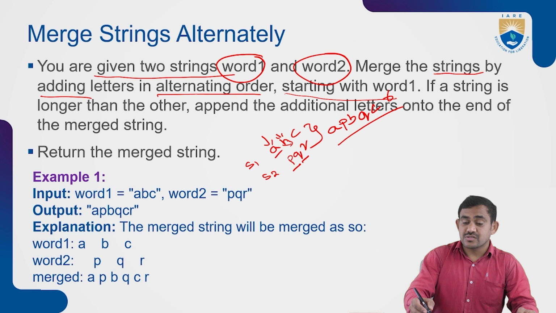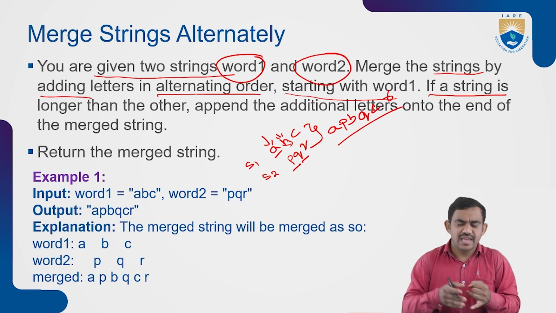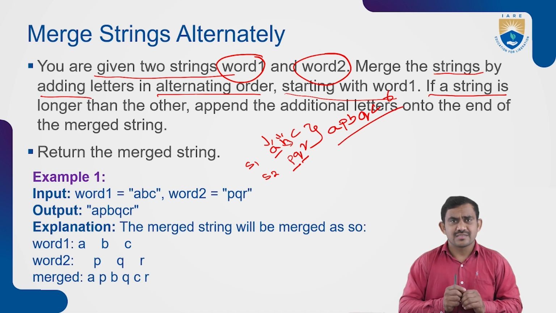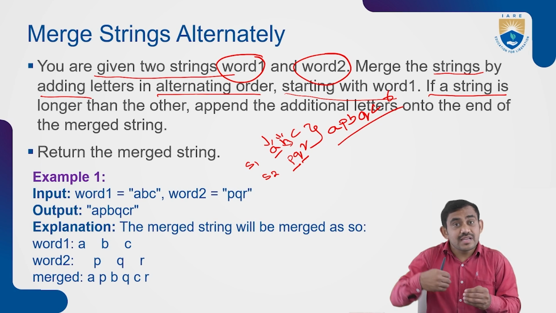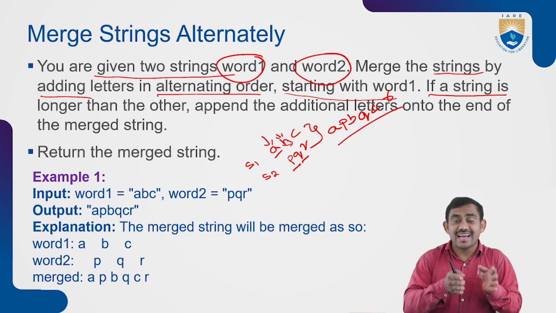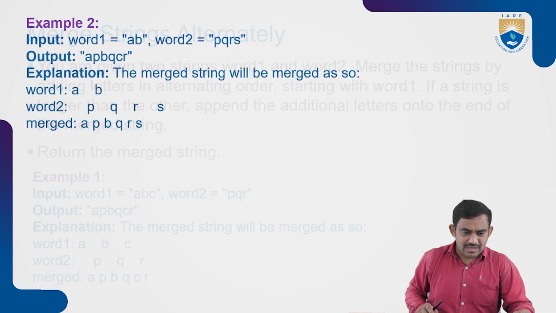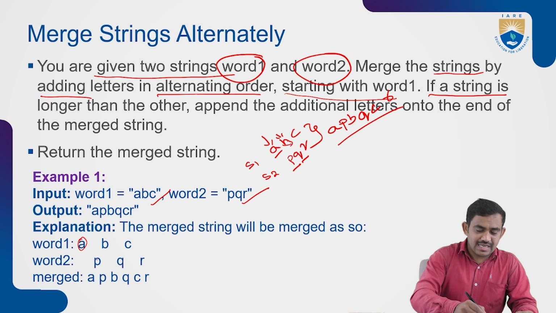And he has given one more rule. Suppose string 1 length is 3 and string 2 length is also 3, then no problem. You can mix both characters. But if one string is longer and there are any other characters, then we need to mix each one. Okay, we have the example here, just check it. The same ABC and PQR: we need to merge both. A is starting, then P, then B, then Q, then C, then R. So we are adding one by one.